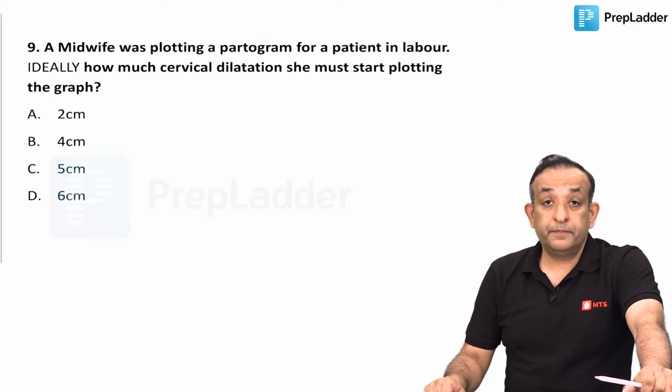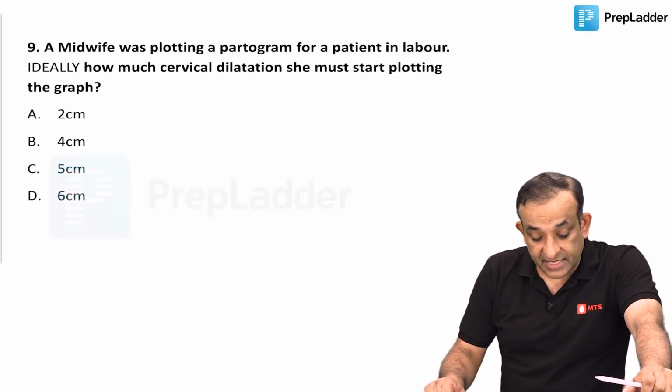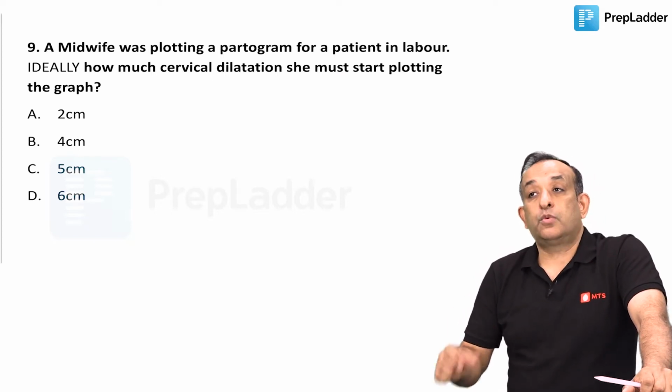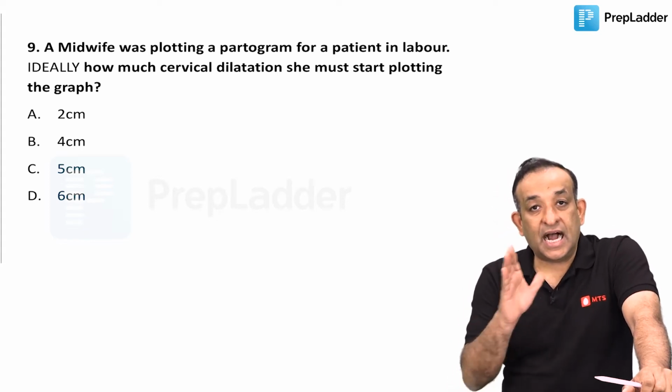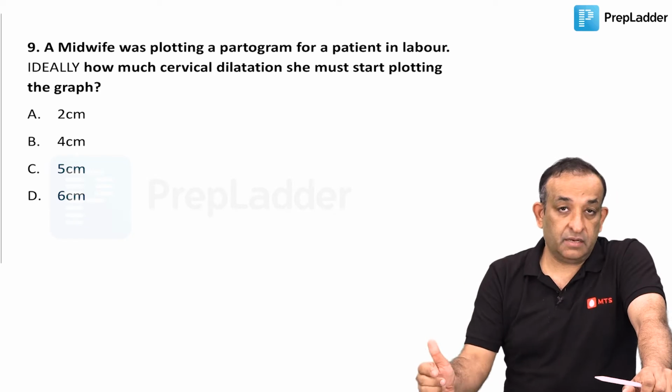We'll take question number 9. A midwife was plotting a partogram for a patient in labor. Ideally, how much cervical dilation must she have to start plotting the graph? At what cervical dilatation, ideally, is the partogram started? When should we start plotting a partogram?